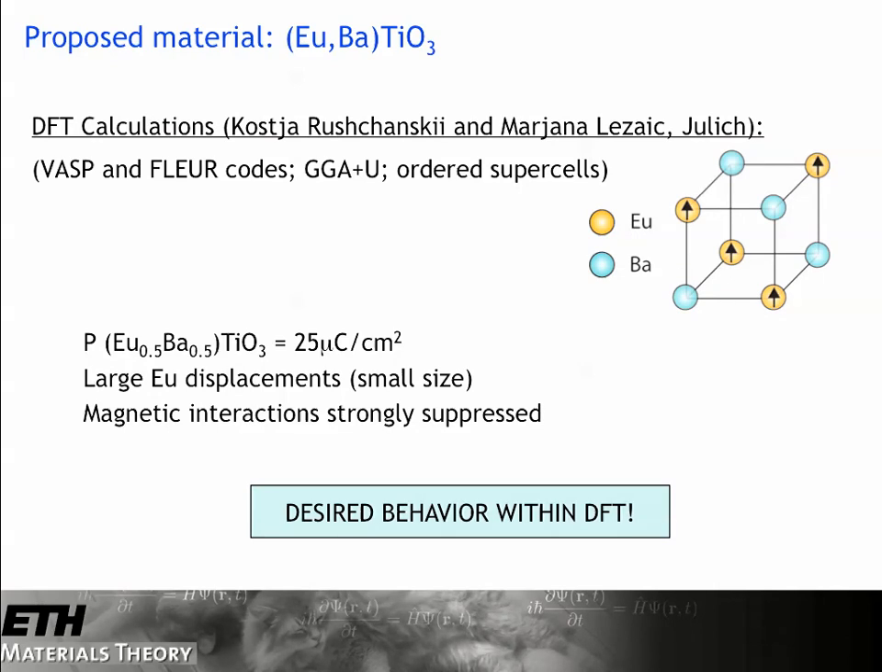We made ordered supercells because in our calculation we have periodic boundary conditions of europium and barium. And we started with the 50-50 alloy because that was just the easiest for us to calculate. We found that it has a rather nice electric polarization and very large displacements of the europium, which switch when the polarization switches, and the magnetic interactions are very strongly suppressed. So exactly as we expected.